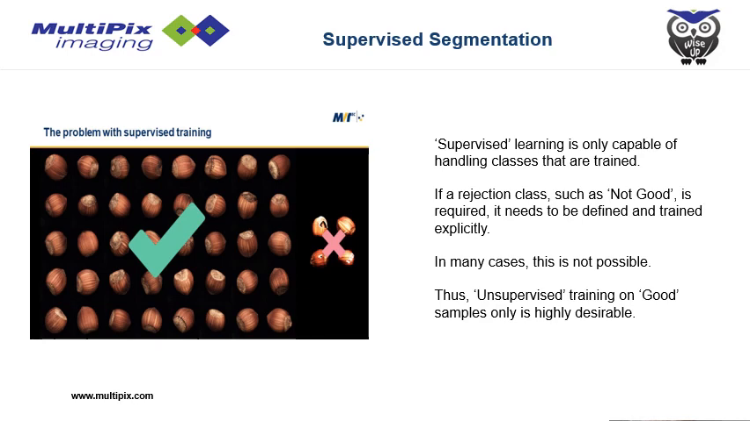In other words, we give it lots and lots of examples of what good nuts look like. Each one is different, but we've got many, many examples of good ones. And therefore, we're looking for something that differs from that, such as cracks or holes or whatever defects they are.